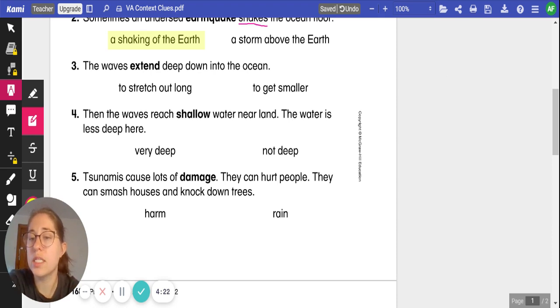We'll do one more together. Number 3. The waves extend deep down into the ocean.